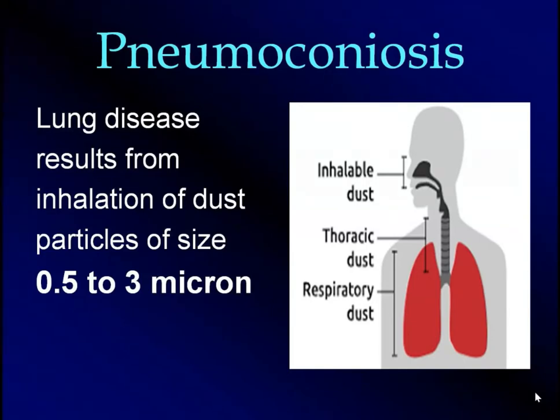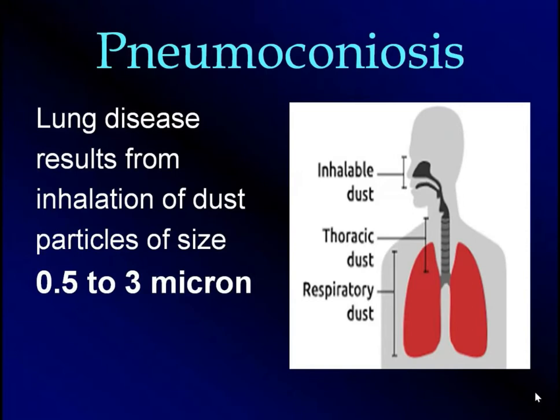Basically, what happens here is the dust particles are inhaled into the lungs, and in the lungs it slowly develops into a condition called fibrosis. Lung fibrosis is the most common effect of pneumoconiosis. It decreases the working capacity of the lung. That's how it progresses.